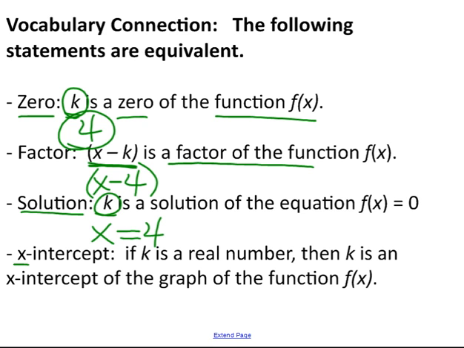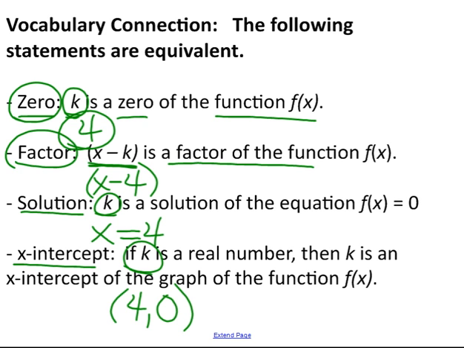We would also say that k is an intercept. So we would have the intercept 4, 0. So 0, factor, solution, and x-intercept are all related. So if you know one of these numbers, then you know the rest.